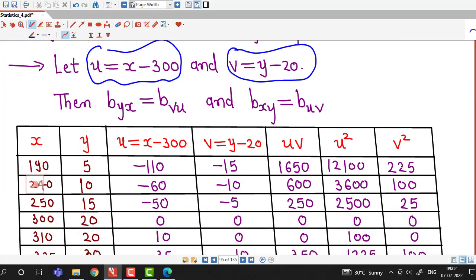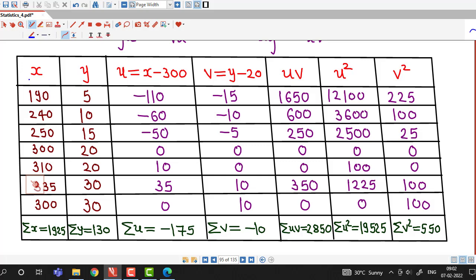So I have prepared table according to that. Here I have written values of x and y, then u is obtained by subtracting 300 from each value of x. Similarly, v is obtained by subtracting 20 from each value of y. Then we have taken product of u and v, then square of u values and square of v values. So in this way we have written all these things. You can understand. Suppose I consider x equal to 190 here. I will have u equal to 190 minus 300, that is minus 110.